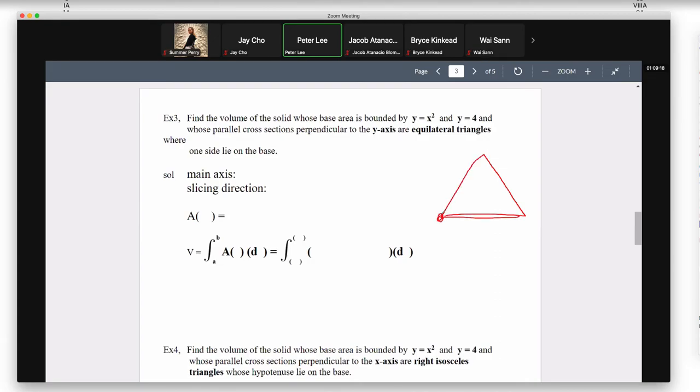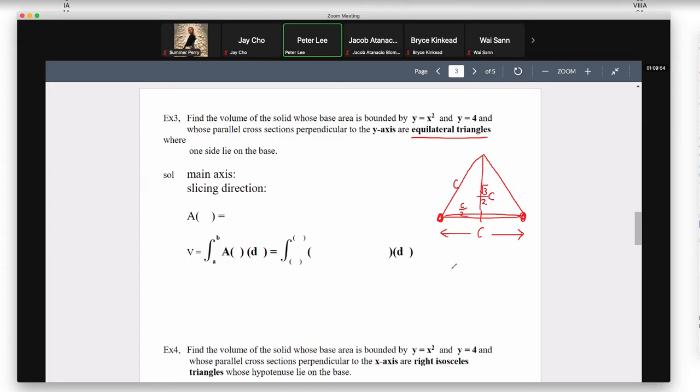So we have a segment like this. Do all of you know how to find the area of an equilateral triangle? Okay, let's say if this is C, then how do you get the area of this equilateral triangle? That means this guy is going to be C over 2. And then this height right here is going to be square root of 3 over 2 times C.